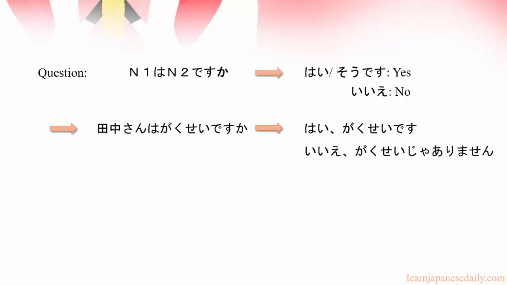In a question which has an interrogative, for example, who, where, how, you just need to put it in the sentence. The word order remains unchanged. Don't forget to put か at the end of the sentence. For example, you want to ask, who is she? We will say, あの人は誰ですか?